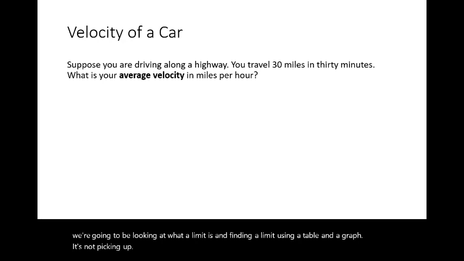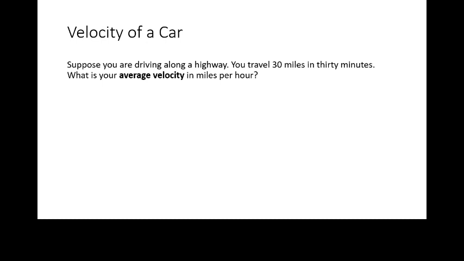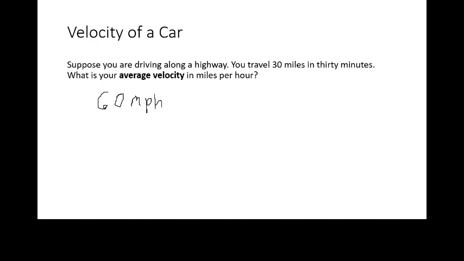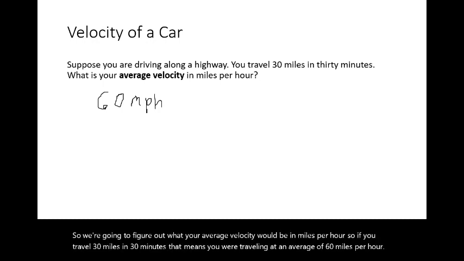So, to get us started, we're going to look at a relatively familiar concept to a lot of you, which is driving in a car. Let's suppose that you are driving along a highway, and you travel 30 miles in 30 minutes. We're going to figure out what your average velocity would be in miles per hour. If you travel 30 miles in 30 minutes, that means you are traveling at an average of 60 miles per hour. Well, how did we get that 60? You take 30 and multiply it by 2.